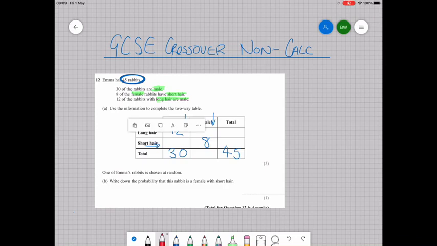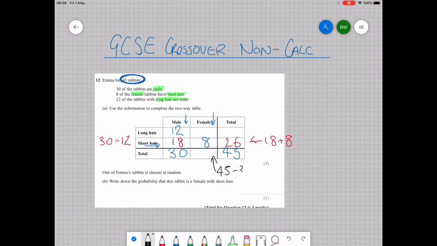So this box here, male short hair, well, if there's 30 males altogether, 12 have long hair. To work out the short hair, I'm going to do 30 minus 12, which is 18. To work out the total of short hair, I'm going to do 18 add 8, which is 26. Then I'm going to work out this total here, the total of females. There's 30 males and 45 altogether. So to get the total females, I'm going to do 45 minus 30, which is 15.